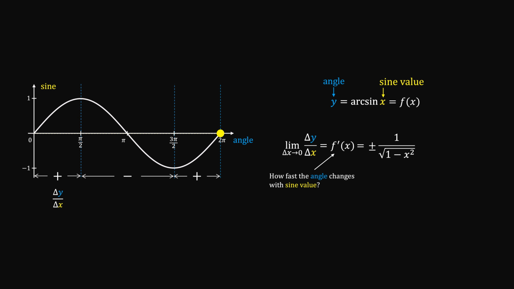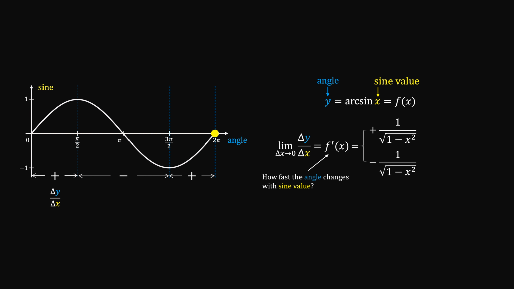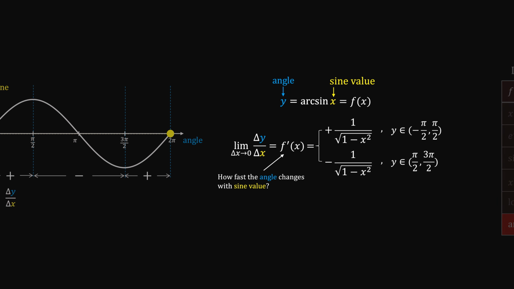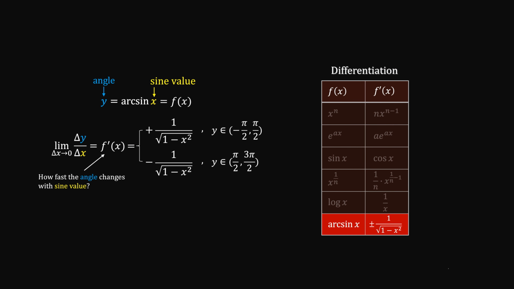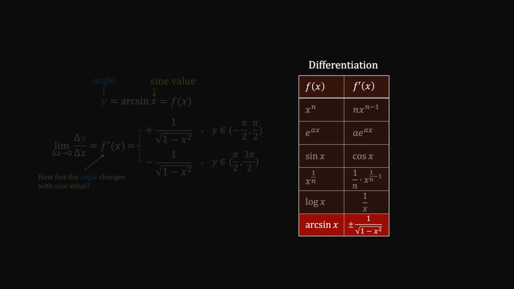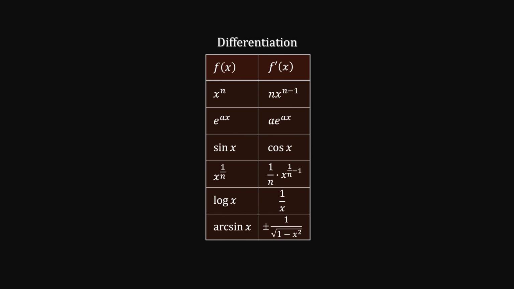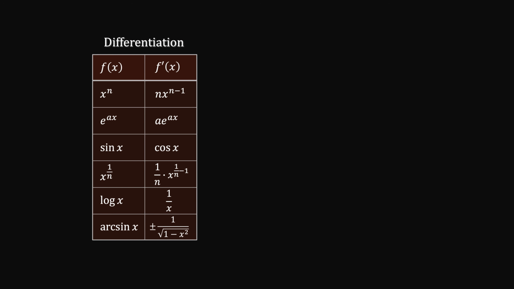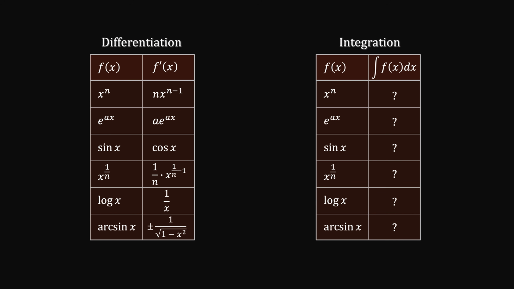Hence, there are two possibilities for the derivatives of arcsine. The positive one for the angle between negative pi over 2 to positive pi over 2. And the negative one is for the angle between pi over 2 to 3 pi over 2. We have the derivative of arcsine. So we have finished differentiating the 6 fundamental functions. Next, we will talk about how to integrate them.